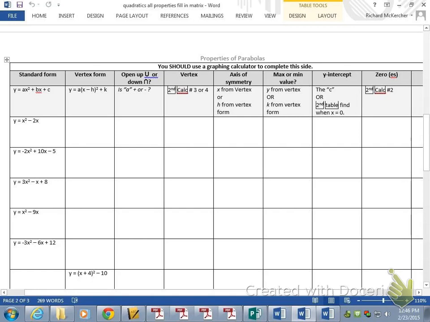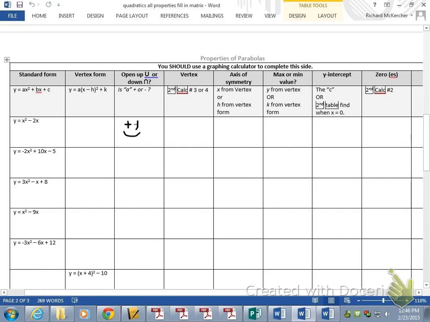Okay, on the other side, I gave you all of the same kind of information, but this time I do want you to use a calculator. So look, I've given you the buttons to press to find the vertex on a calculator. I've given you how to find the axis of symmetry and the min or max based off of that vertex. I've reminded you how to find the y-intercept using the calculator. So really, when you do the calculator side, you really should do a combination of what you already know and what the calculator tells you.